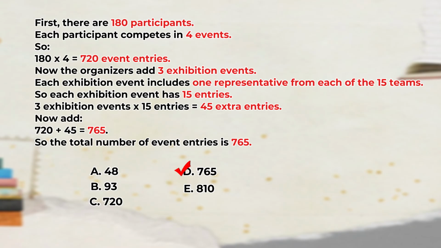Each exhibition event includes 1 representative from each of the 15 teams. So each exhibition event has 15 entries. 3 exhibition events times 15 entries equals 45 extra entries. Now add 720 plus 45 equals 765. So the total number of event entries is 765. This question checks multi-step problem solving and whether students can keep track of each part of the situation.